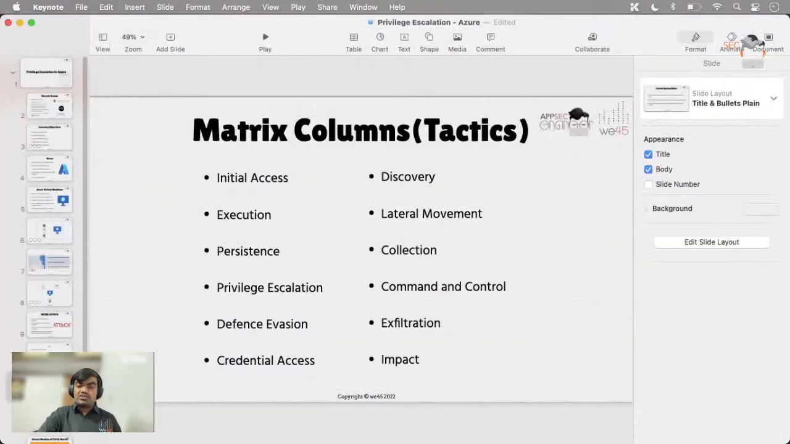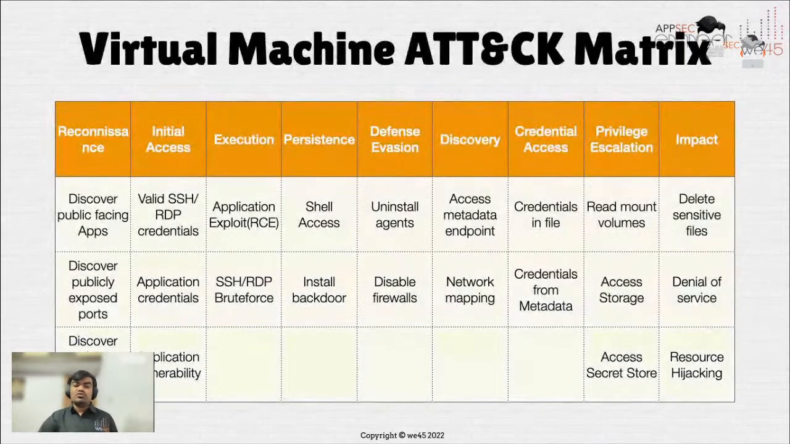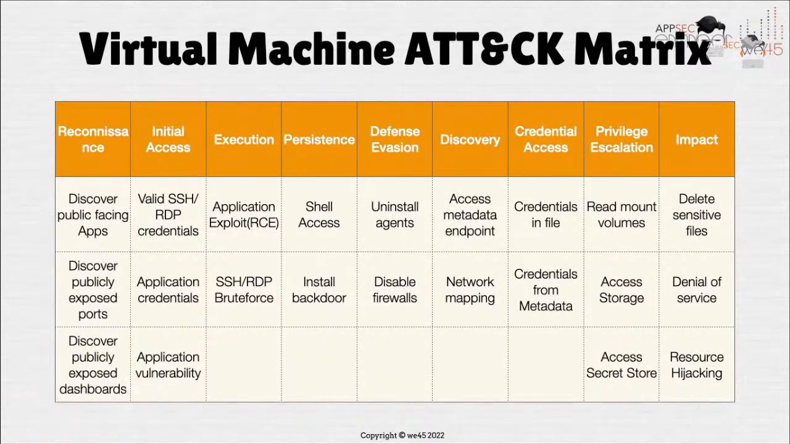For our virtual machine, we have crafted a particular set of tactics and techniques. This is the matrix we follow. We start with reconnaissance, then look at initial access, execution, persistence, and finally end up creating an impact. In the reconnaissance stage for a virtual machine, we discover any public facing app. If there is any application running on that virtual machine, we'll try to compromise it. Are there any exposed ports, whether port 22, port 443 or port 80 is open?